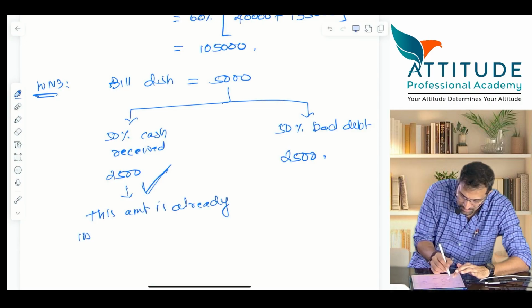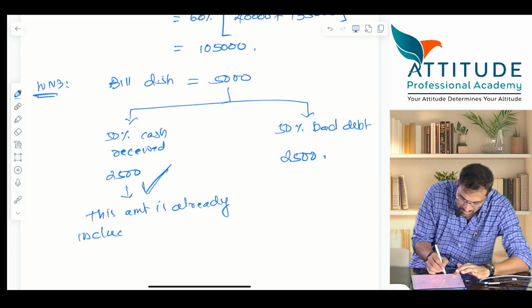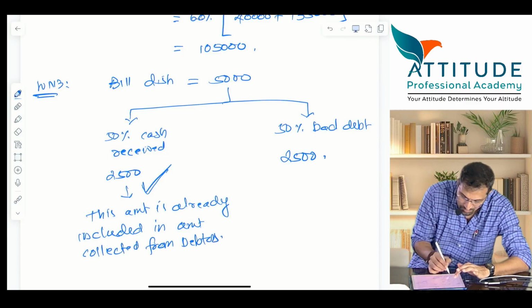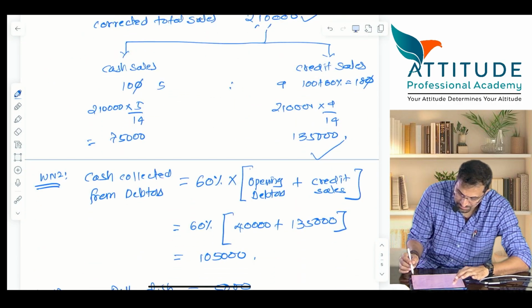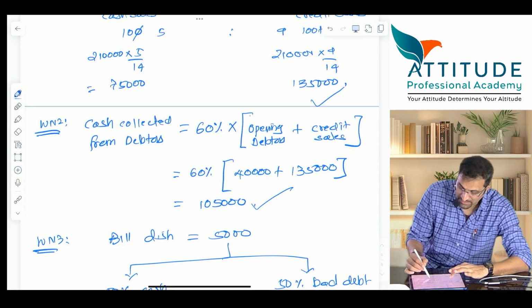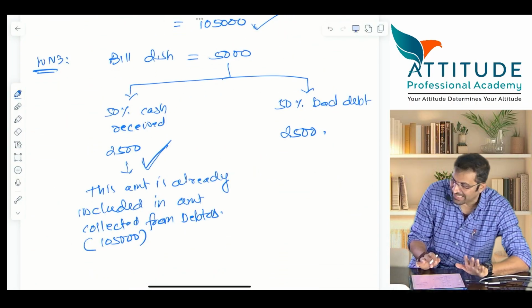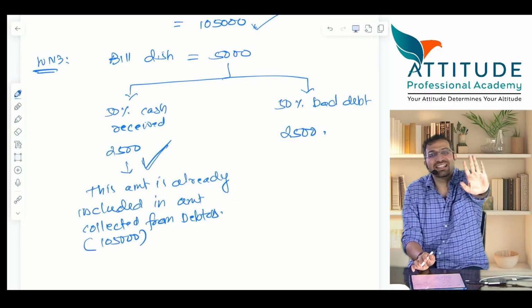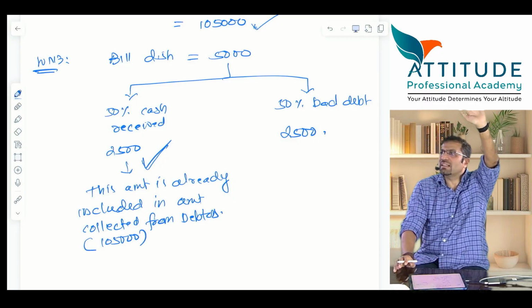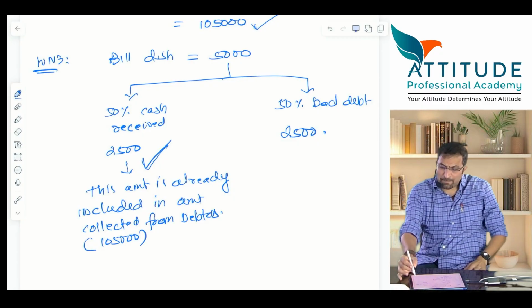included in amount collected from debtors. That is 1,05,000. ये 1,05,000 किया ना हमने इधर. अरे इक्वेशन किया ना रे. In this 1,05,000, this cash received is already there. That is an assumption. समझ में आया? Yes. Now tell me, bad debts के लिए entry बोलो.